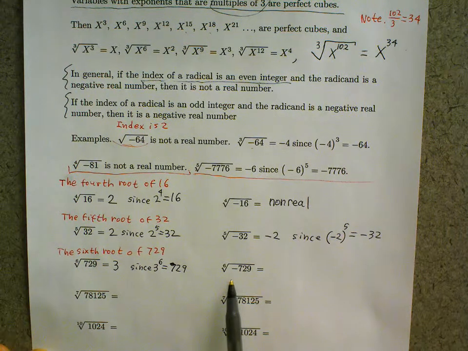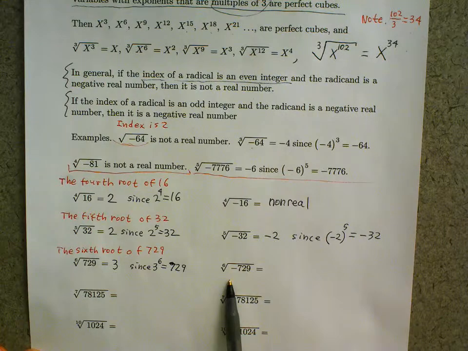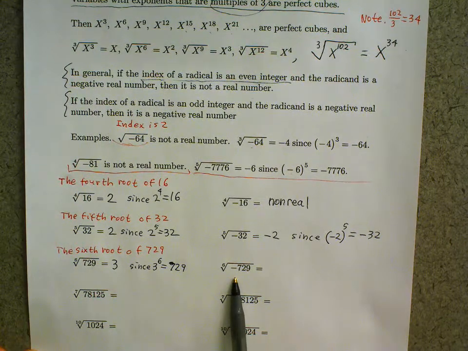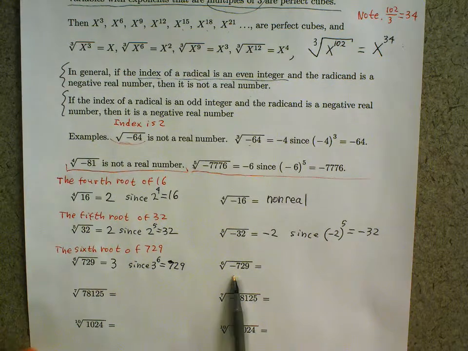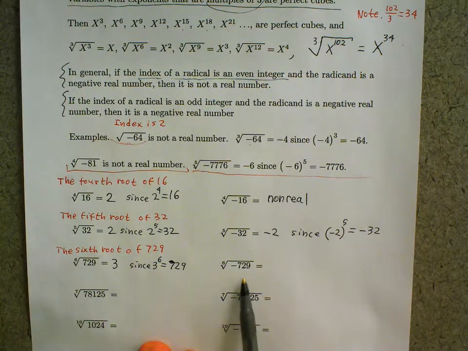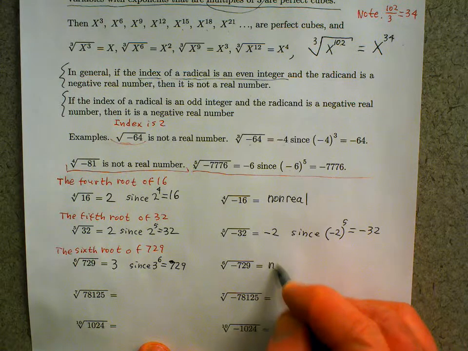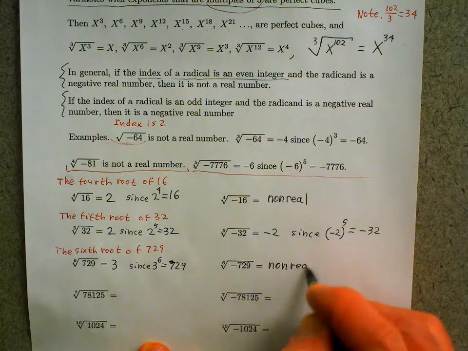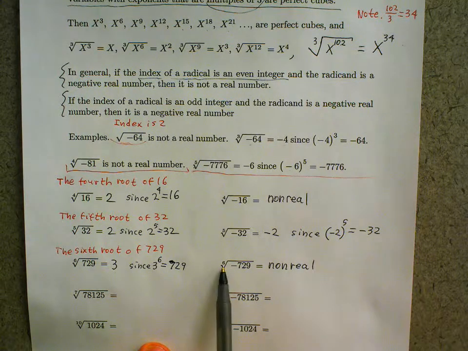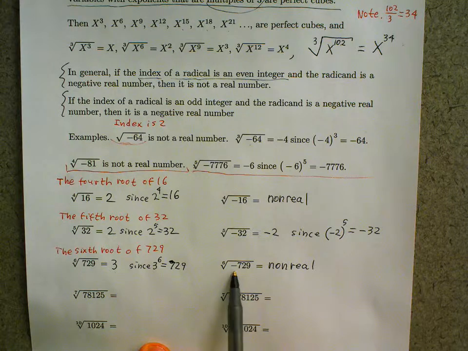Okay, what about the sixth root of negative 729? It's not real. This one is non-real. It's non-real because the index is an even integer. 6 is an even integer, and the radicand is negative, so it's non-real.